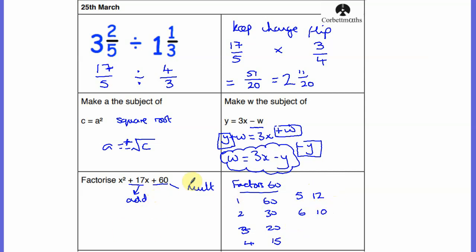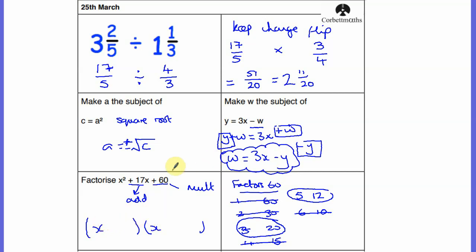So we need to think, how can these add or subtract in a way to make 17? Well, obviously these aren't going to work. 5 and 12, that can make 17 in a way. 6 and 10, that's going to make 16 or 4. 4 or 15 is going to make 19 or 11. And 20 and 3 could also make 17 if we did 20 subtract 3. So we've got a few options to look at this time, but we're just going to work through it in a systematic way.